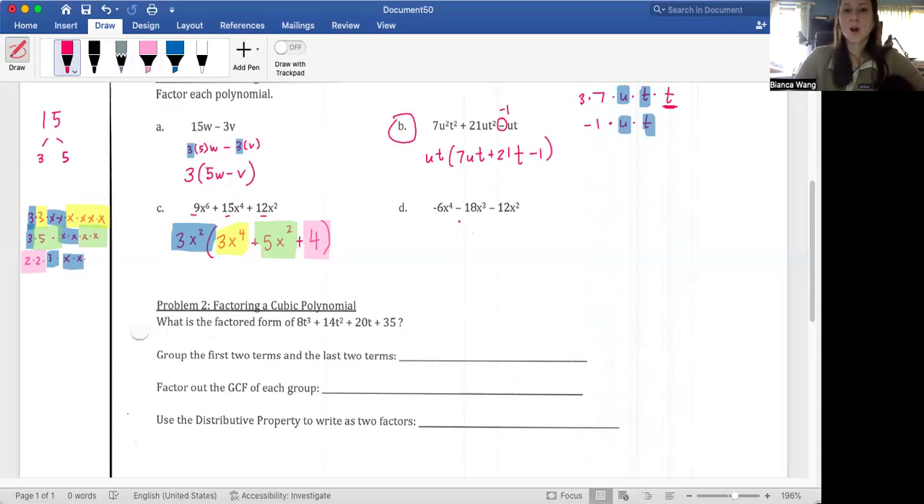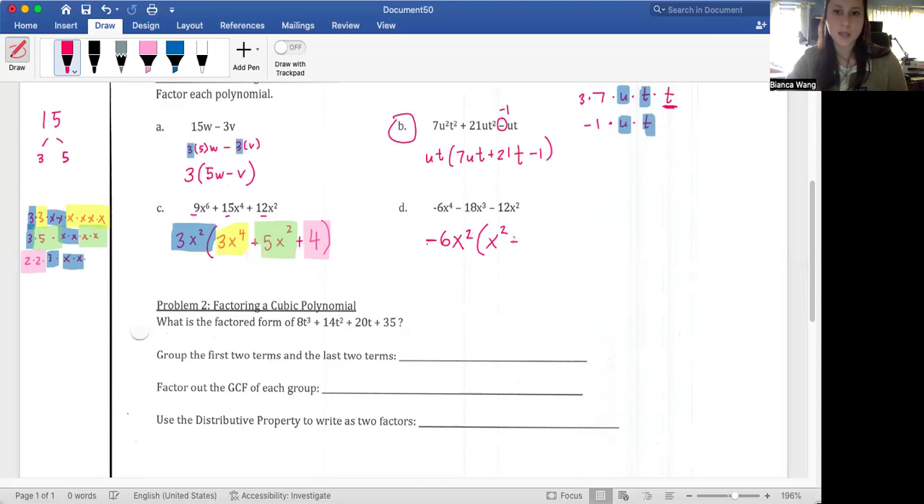Looking at D, all of them have a common factor of negative because they're all negative terms. So I'm going to put a negative as what's in front of my parentheses. They can all be divided by 6, so I'm going to put negative 6. Then the least degree of x to whatever power is x to the second, so that is going to go in front of my parentheses. And then I'm going to think to myself, negative 6x squared times what will make negative 6x to the fourth power? Well, what's left would be x to the second power.